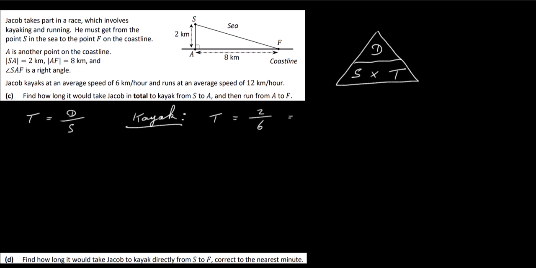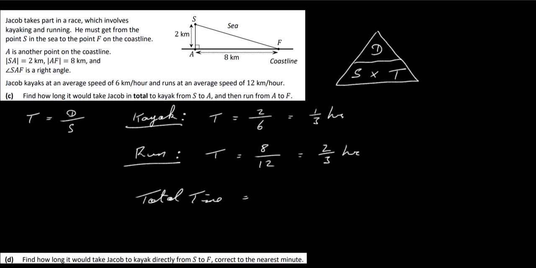So that is just 1/3 of an hour. Okay, then the run. So again, the time is going to be the distance, which is 8. He does that at a speed of 12 kilometers per hour. So that is 2/3 of an hour. So the total time is just 2/3 plus 1/3, which is just 1 hour.